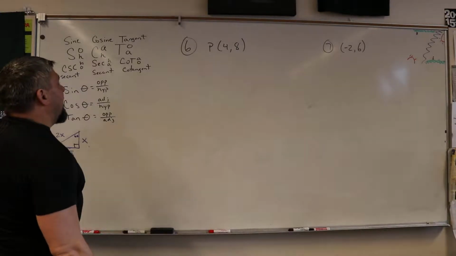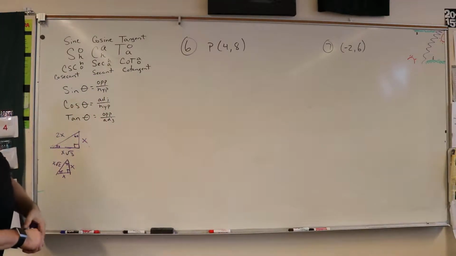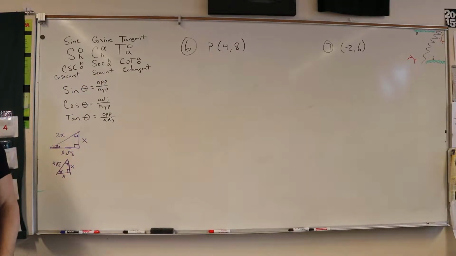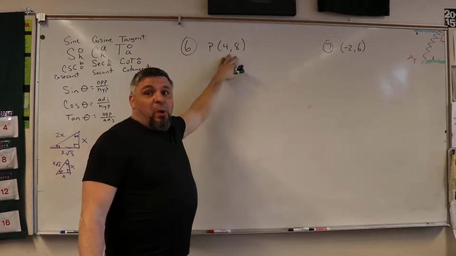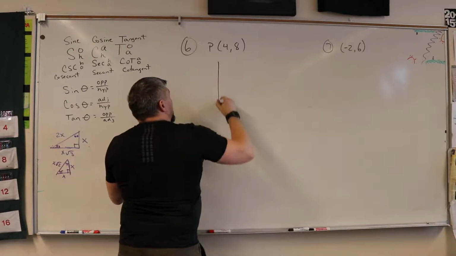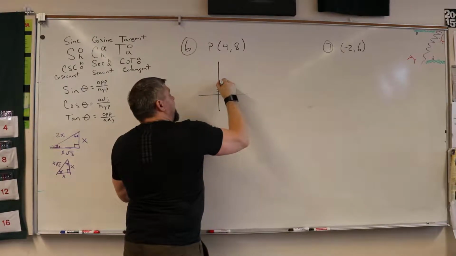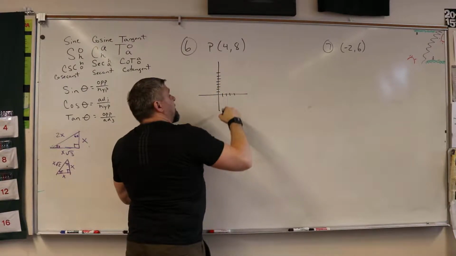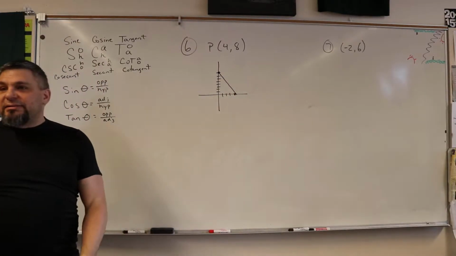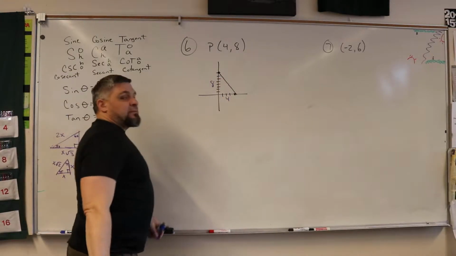Okay? Alright, so we need to write all 6 trig functions. When they say 6 trig functions, that's what they're asking you: sine, cosine, tangent, cosecant, secant, and cotangent. Alright? To be able to do it with this point, you have to understand what's going on. 1, 2, 3, 4. 1, 2, 3, 4, 5, 6, 7, 8. Okay? 4 and 8. And so we're creating this triangle with 4 and 8.